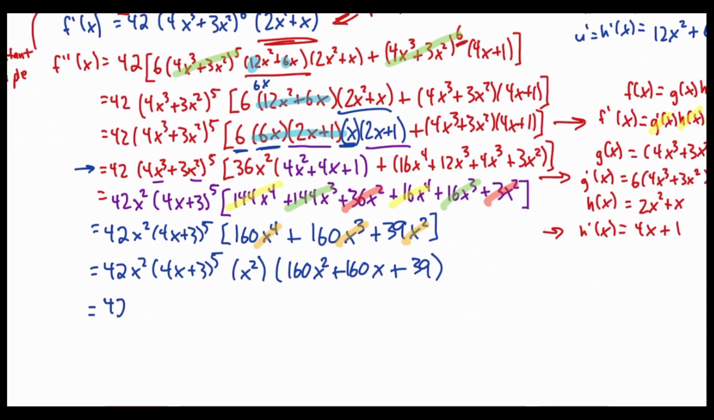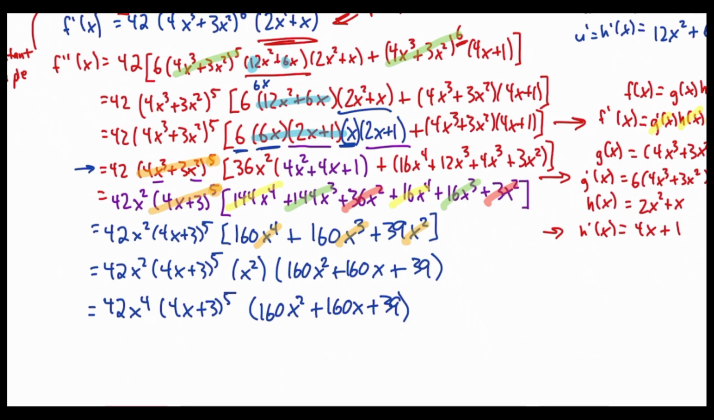So we're going to have 42x to the power of 4 times (4x plus 3) to the power of 5 times (160x squared plus 160x plus 39). All right, the mistake I made, and this won't be too bad to fix, is that when I went from this step to this step, I factored out the x squared, but I can't just yank that out. I have to remember that it's to the power of 5. I got distracted looking at all the numbers here, and so we're going to fix that.